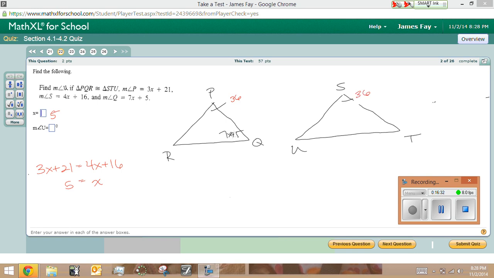Then this angle down here, 7 times 5 is 35, plus 5 is 40. So that angle is 40, making this angle 40. Now if they want angle U, which is that angle there, I'm going to take 180 minus 36 and 40, so minus 76, and that's going to give me 104. So measure of angle U, 104 degrees.